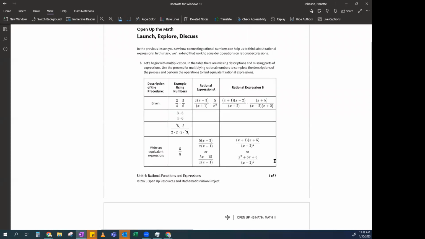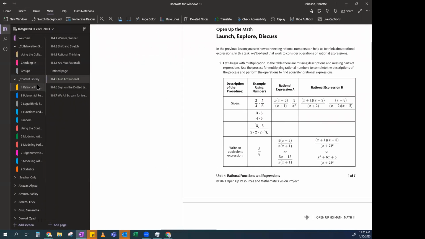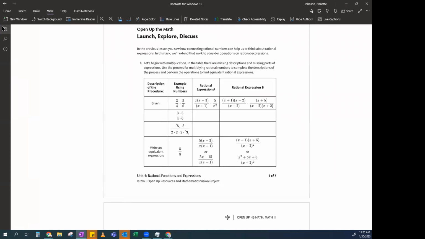All right, so here, you guys said that they're going to multiply the numerators and multiply the denominators, right? So I'm just going to put multiply numerators, multiply denominators. Okay. I hope I'm in the right section. I am. I hope I'm in the right section over here.